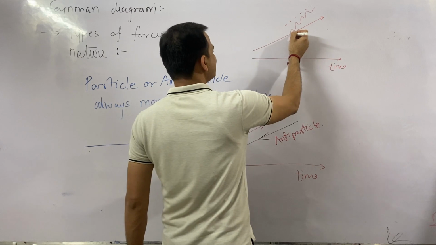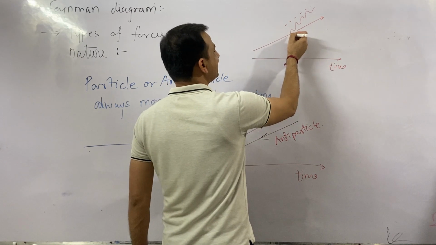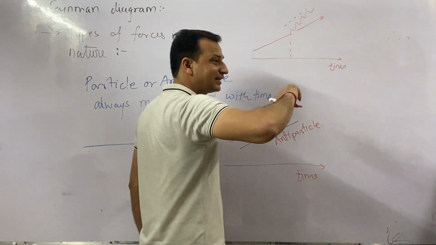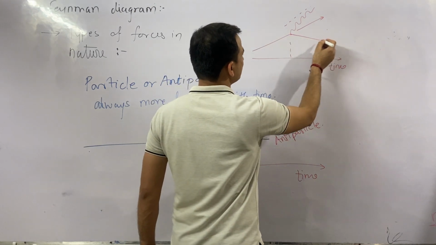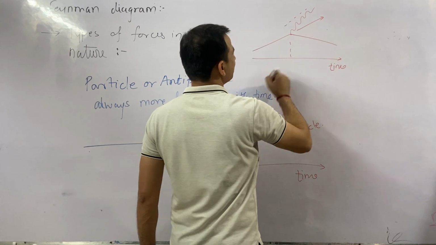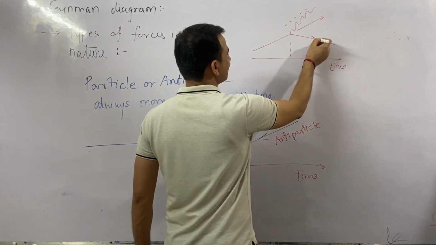So when an exchange particle is emitted, the momentum of the particle which is emitting the exchange particle will change. So you need to draw the path of the particle something like this.